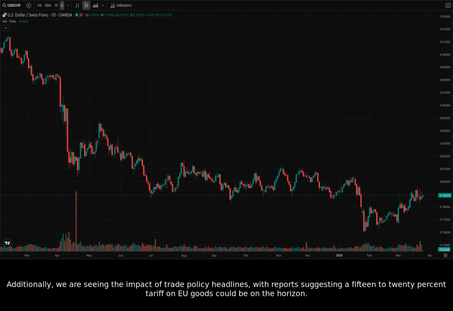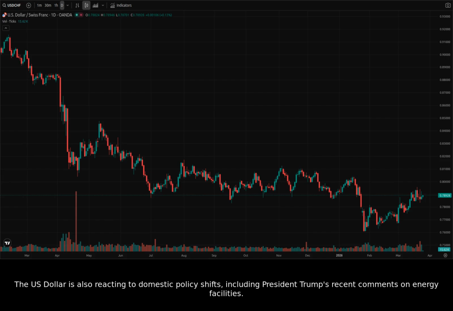Additionally, we are seeing the impact of trade policy headlines, with reports suggesting a 15 to 20% tariff on EU goods could be on the horizon. The US dollar is also reacting to domestic policy shifts, including President Trump's recent comments on energy facilities.